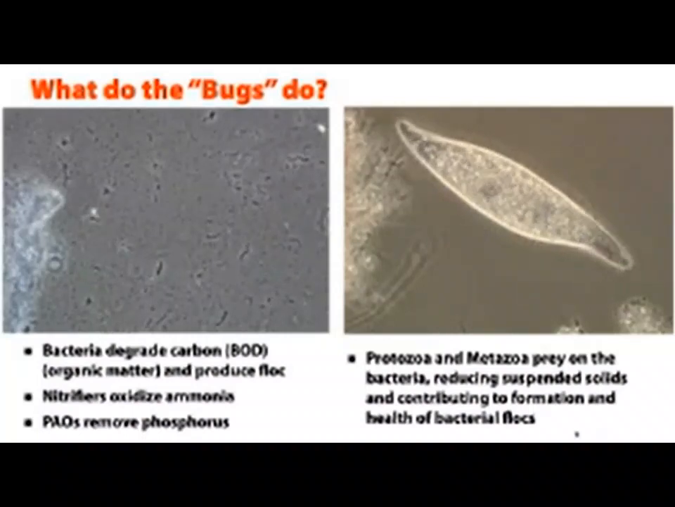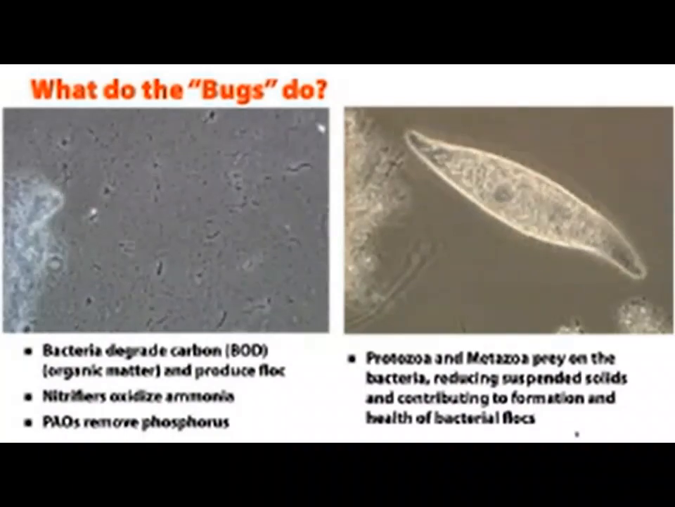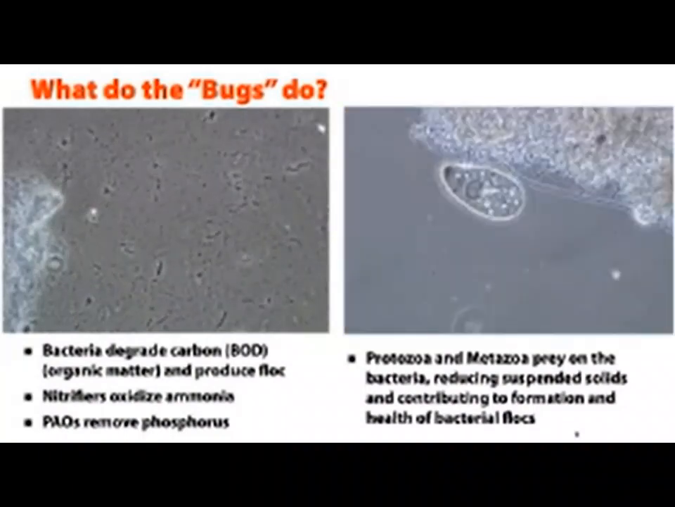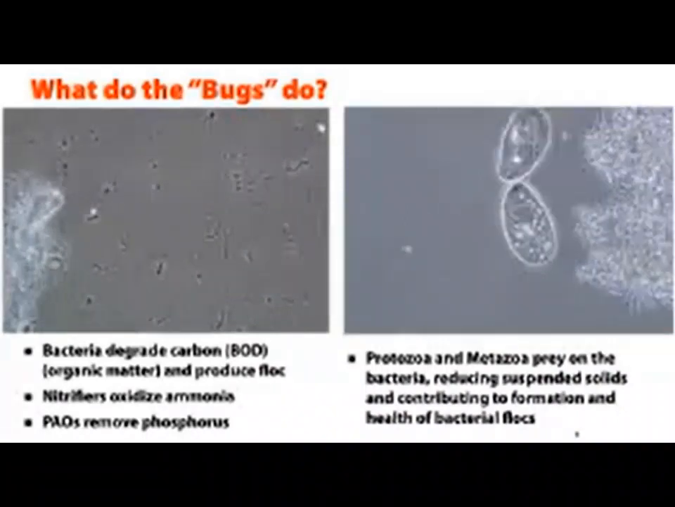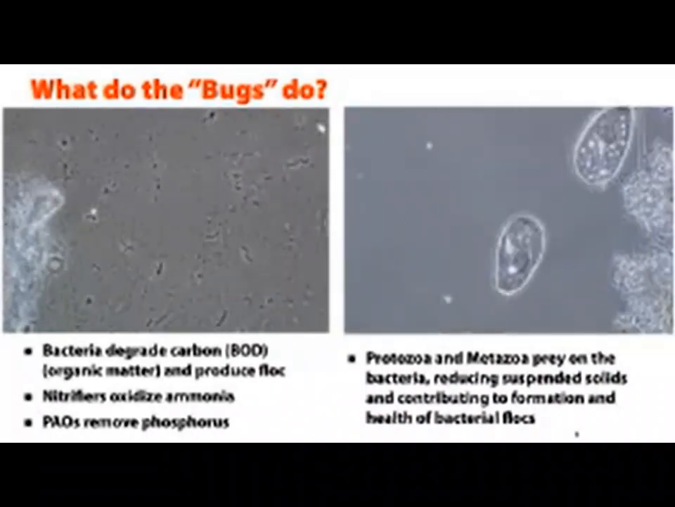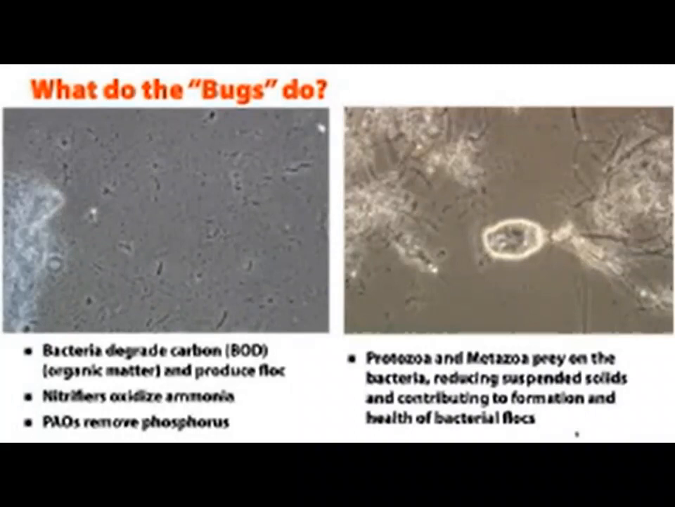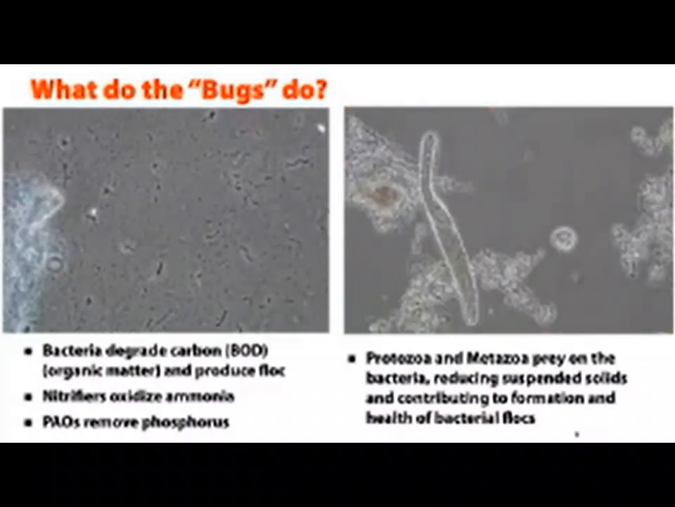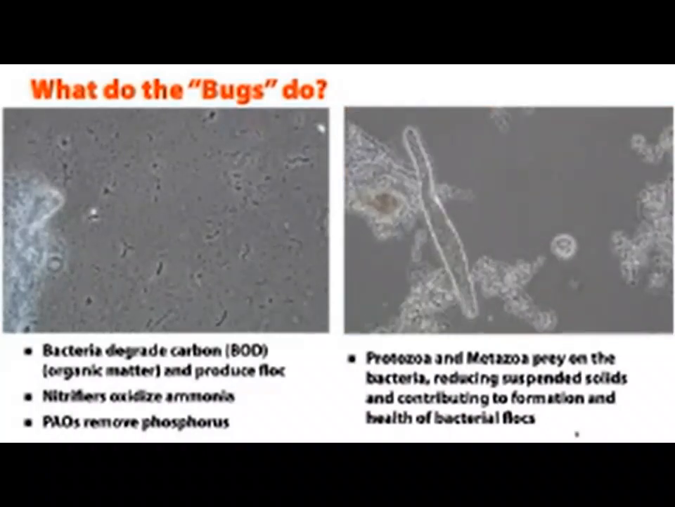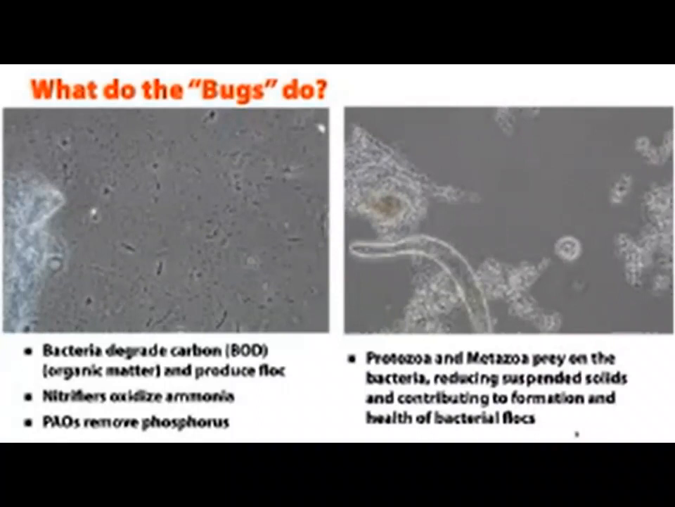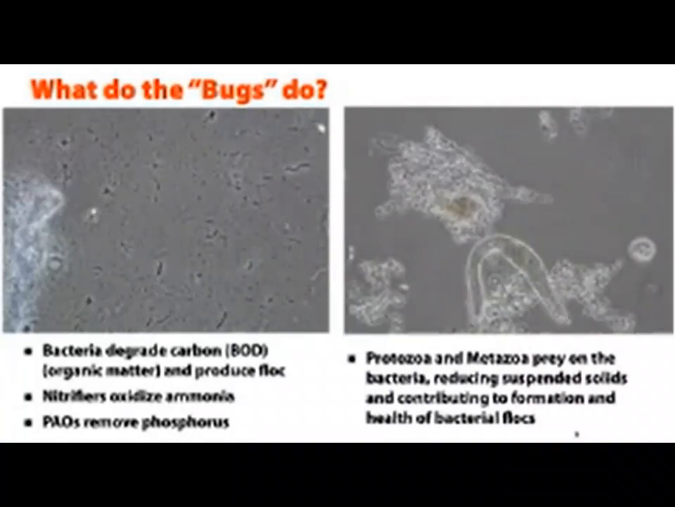So the bacteria have the responsibility of removing carbon and producing flocks. Nitrifiers are bacteria that are also living right along with those carbon-loving bugs that we call, we use the term here, heterotroph. A heterotroph is a carbon-eating bacterium. A nitrifier is a bacterium that we call an autotroph. It uses an inorganic carbon source. The difference between a heterotroph and an autotroph is one uses organic carbon, the other uses inorganic. But nitrifiers are right there in that same culture.